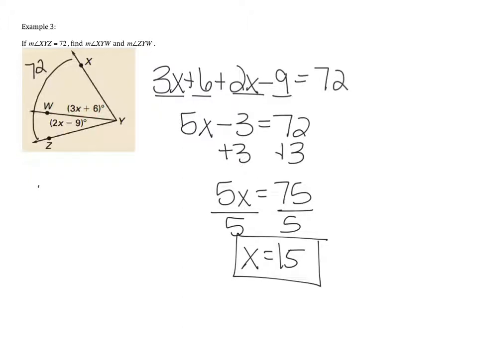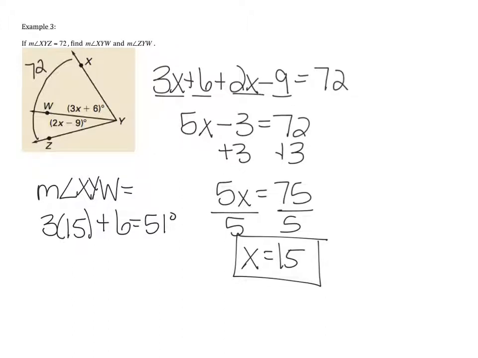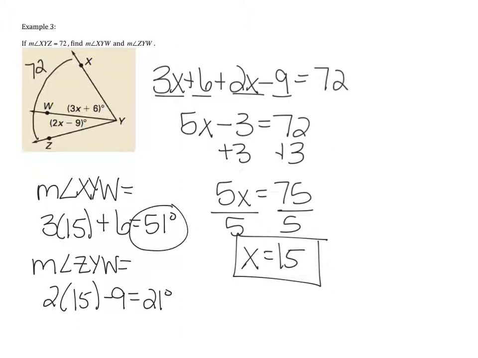So the measure of angle XYW would be found by taking 3 times 15 plus 6. 3 times 15 is 45, plus 6 is 51. So we have 51 degrees for the measure of XYW, and for the measure of angle ZYW, we're going to substitute the 15 in for that expression. 2 times 15 minus 9. 2 times 15 is 30. 30 minus 9 is 21 degrees. So here are our two final answers.